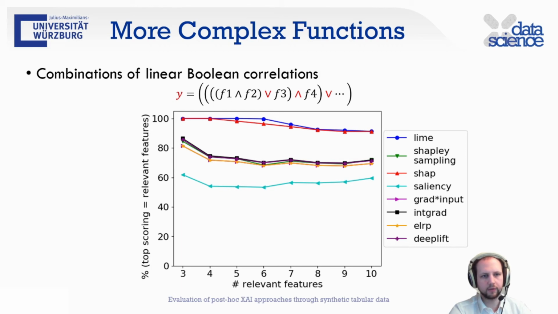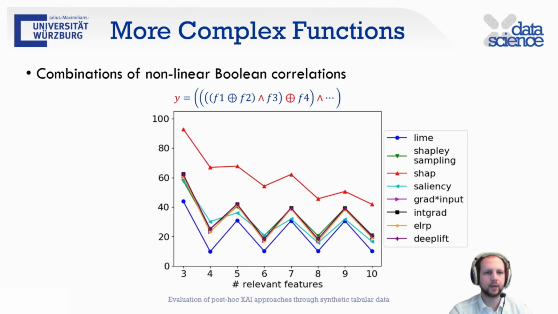For linear Boolean functions, we find that LIME performs best, being capable of explaining all data samples for functions with up to 6 relevant features. SHAP also manages to explain a high amount of data samples, while the performance of the other XAIs starts to decline quickly. Repeating this experiment for nonlinear functions, we find that performance of all XAIs deteriorates heavily, with even SHAP struggling to explain functions with more than 3 features involved.